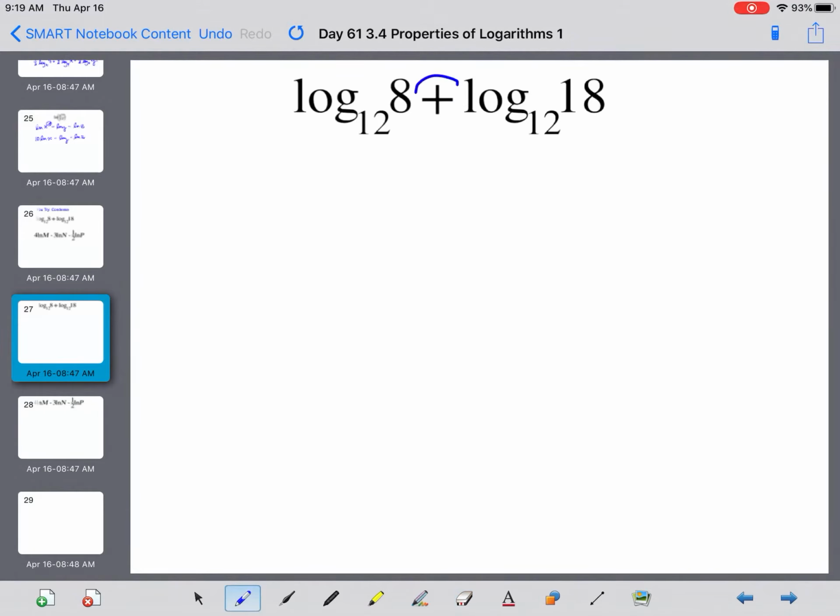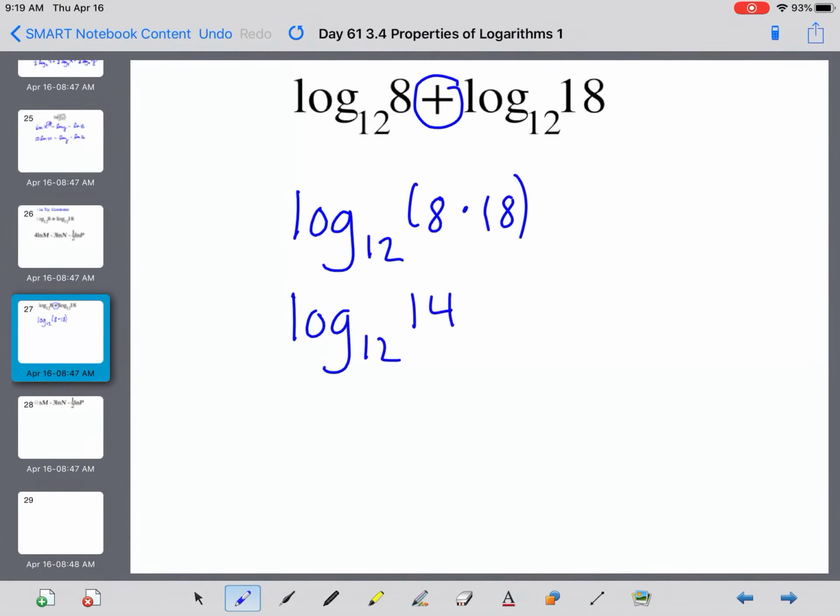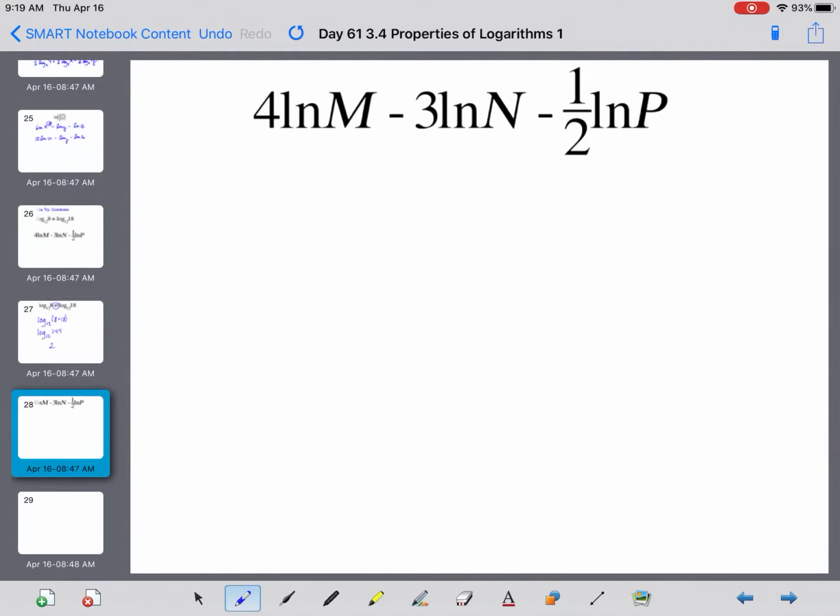So let's see what happens when we work with our properties here. We are adding them. So this would clean up to be log base 12 of 8 times 18. Pretty sure that's 144. Now this actually turns into something that we know. 12 to what power is 144? Well, 12 to the second power is 144.